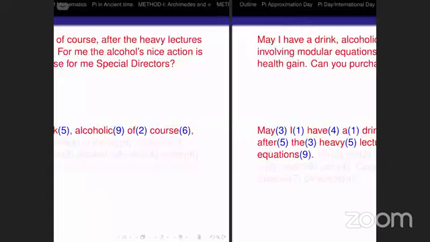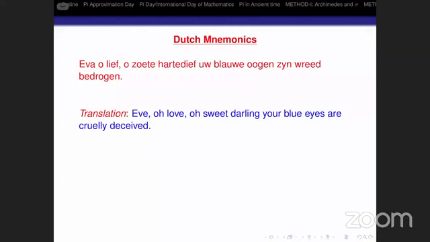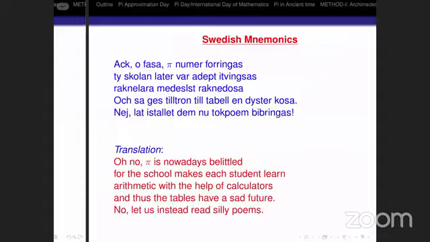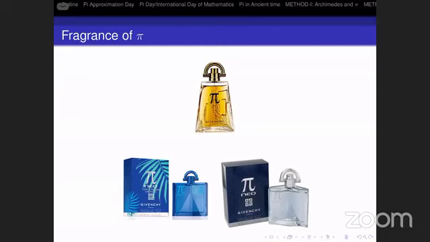And there are more mnemonics. This is Dutch mnemonics, and this is the translation. French mnemonics. You can get many by Googling. Spanish, then Swedish, then fragrance of pi. There is a company called Givenchy. They have a pi scent, deodorant. And there is a song on pi.